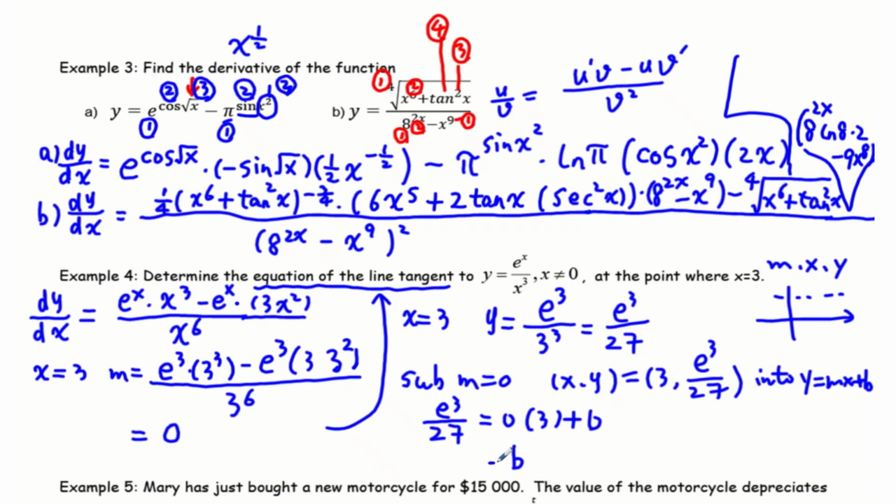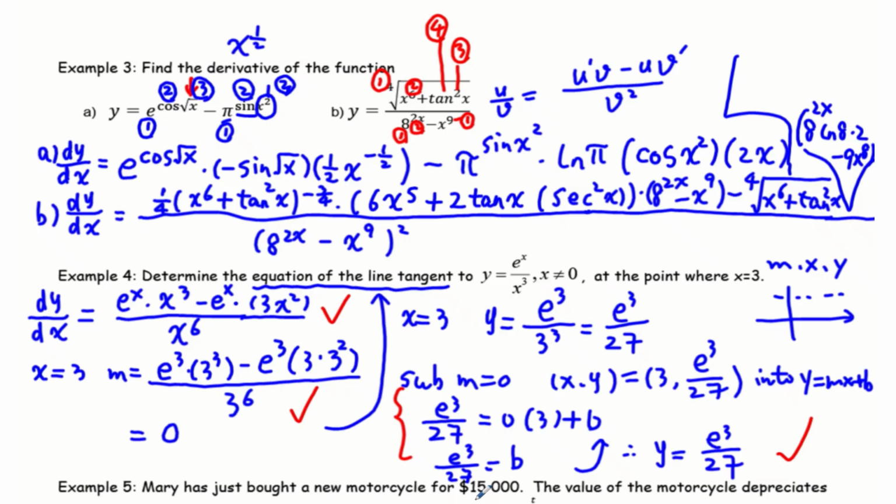So b is the y value at that point. Then we have, therefore, y equals 0x plus b, which is e cubed over 27. It is a horizontal line. And if you know it's a horizontal line, then you could just go from here directly to the equation y equals e cubed over 27. You don't have to show me substituting m, x, y and solving for b, because b is the y value at that point.